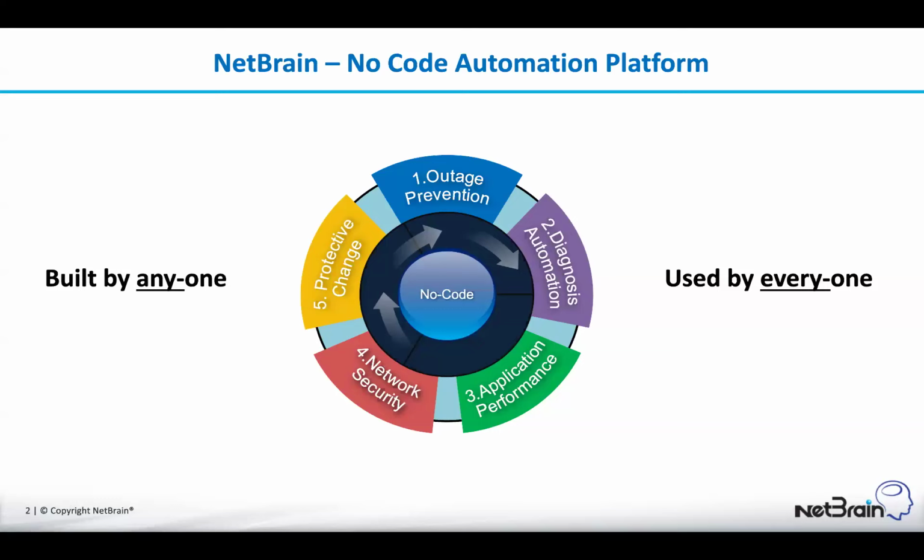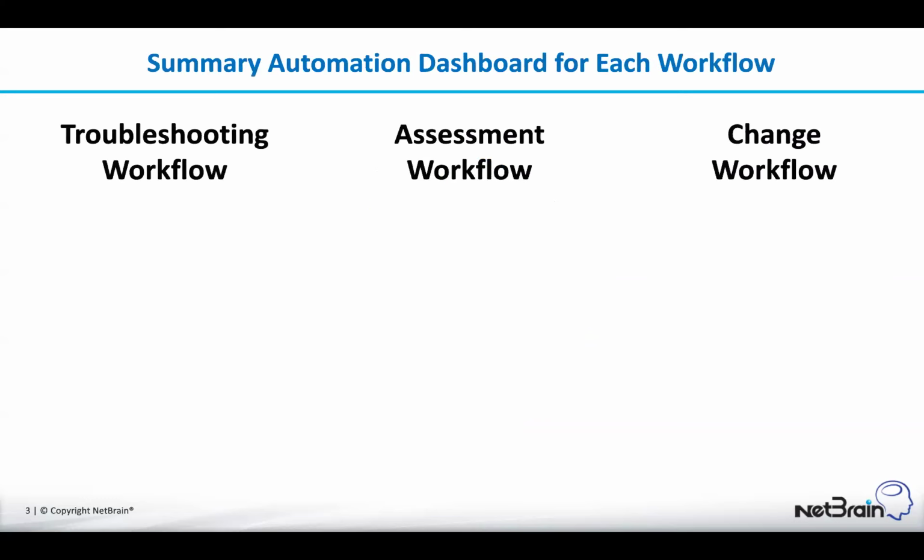Basically, with NetBrain, we have what we call the network intent, which is the brain behind NetBrain's automation. And network intents can be built by anyone, and it can be used by everyone. With NetBrain, we recommend 3 workflows: the troubleshooting workflow, assessment workflow, and change workflow. You could use the network intents to reduce your downtime. Whenever there's a network problem, you could pick up NetBrain and use the network intents to troubleshoot, and you can have a workflow for that.